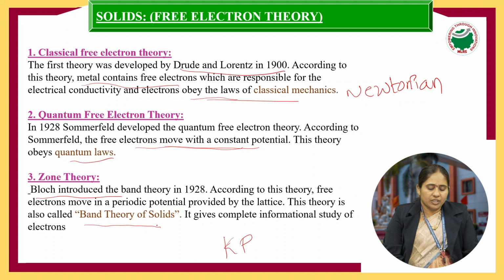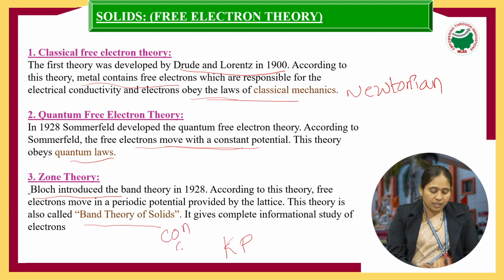Before this theory, we did not know how bands are formed in solids. After the invention of this theory, we came to know what a band structure is, and how materials are classified based on band theory, that is conductor, semiconductor and insulator. After the development of the zone theory, we are able to differentiate between the materials called conductor, semiconductor and insulator. So these three are the stages of the free electron theory.